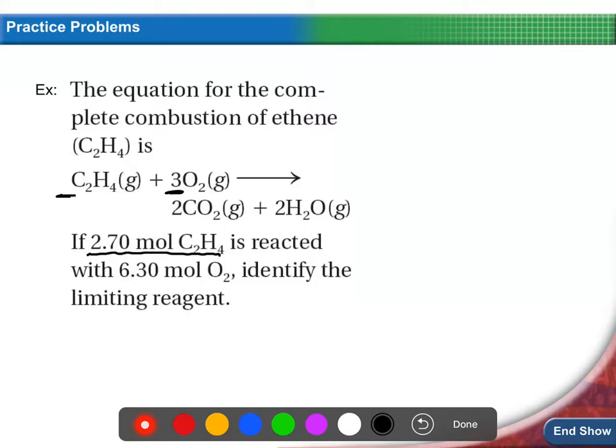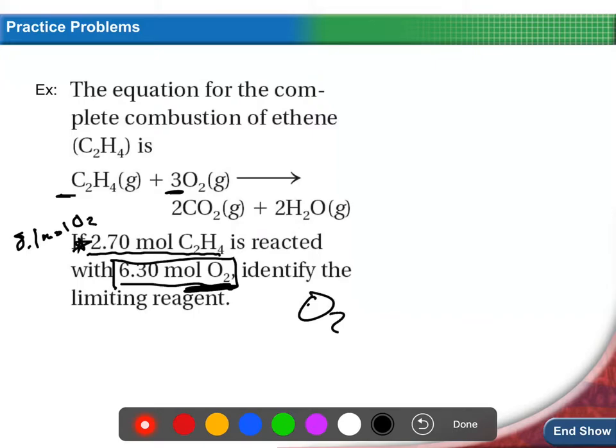So, how would you figure out how much oxygen is needed for that? Multiply 2.7 by 3. If you do that, you will get 8.1, which means that you need 8.1 moles of oxygen to totally react 2.7 moles of ethene. Do you have that much? Well, no, we don't. We only have 6.3 moles of oxygen. So that means oxygen is the limiting reactant, and we're going to have excess of ethene. So the limiting reactant is oxygen there.